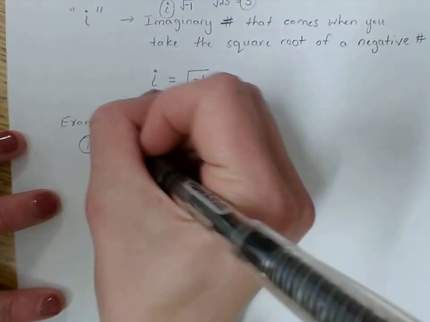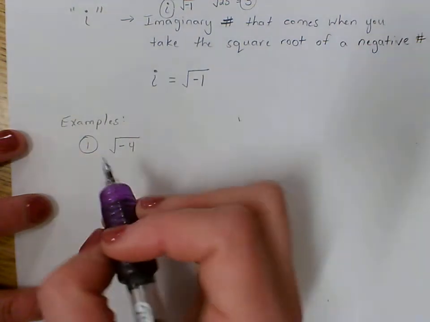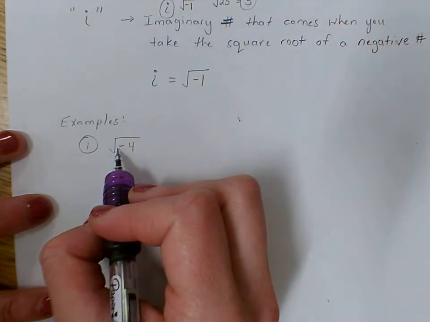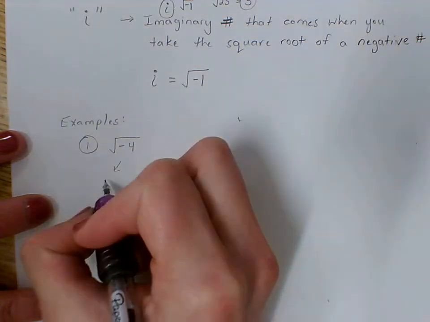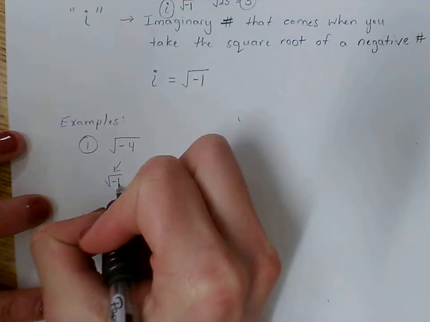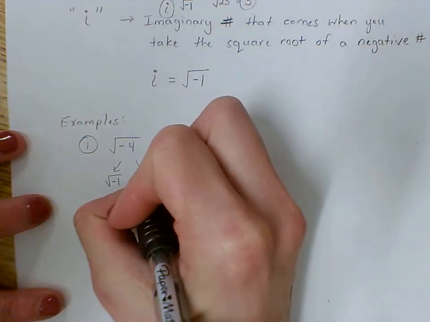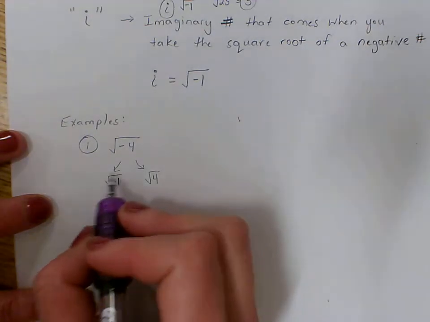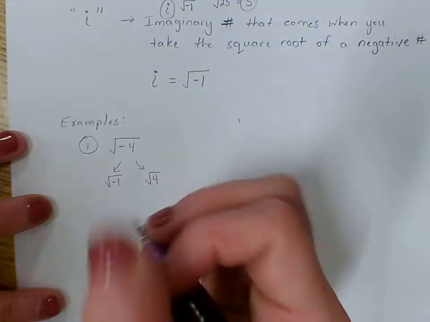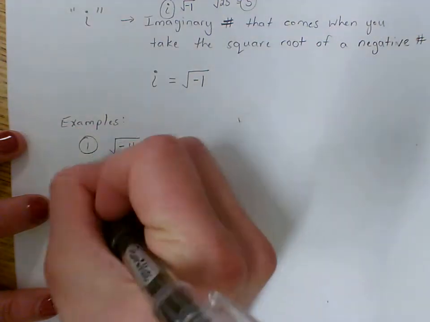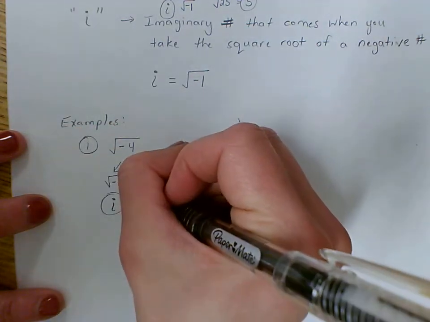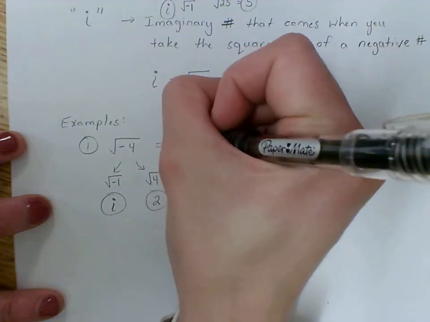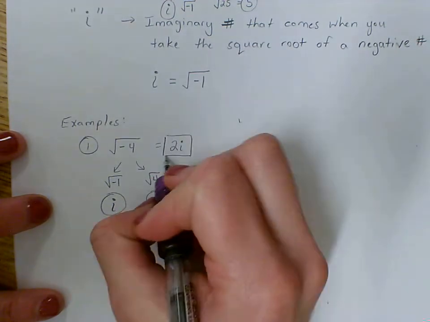So what if we had the square root of negative 4? Notice, because it has a negative number under the radical, we know we're going to have an i. So you split it up, take the negative out, and it could be written as a negative 1. And then you split that up from the 4. Then you simplify it. The square root of negative 1 will be written as i, and then the square root of 4 is 2. So then you put it together, and the square root of negative 4 would be 2i.